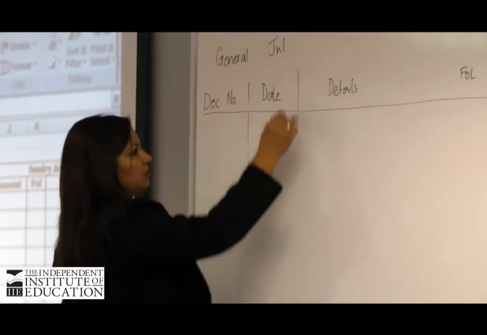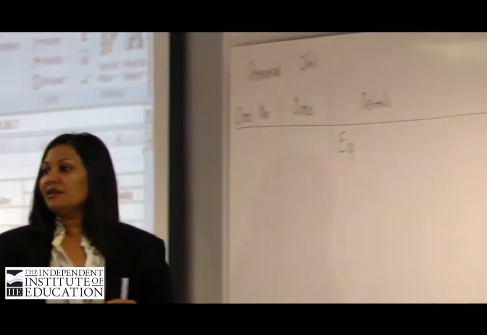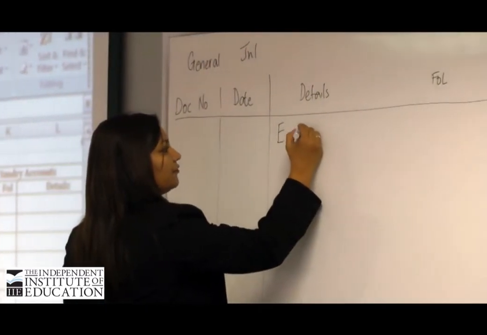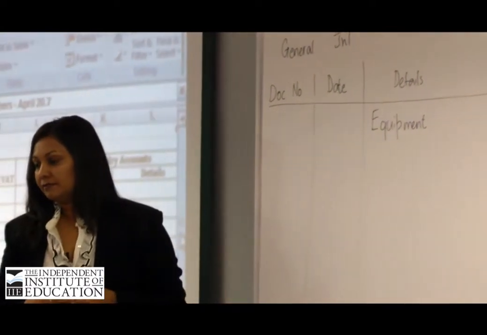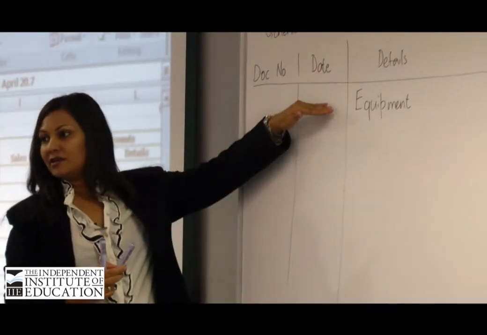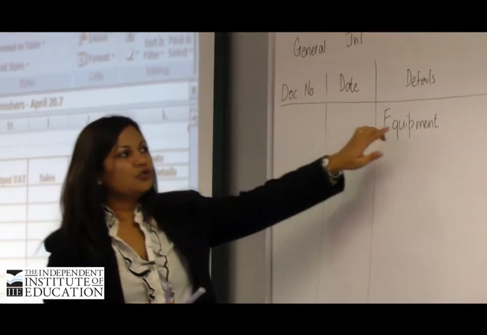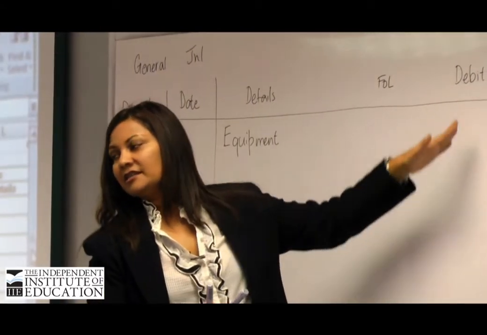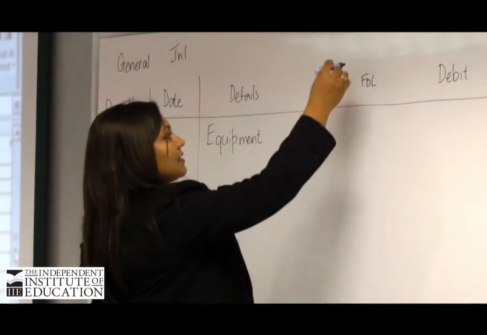Okay, so let's just draw. So we're going to debit equipment. Now when you're doing a journal, the first entry will always be the debit. That is the rule, right? The first entry will always be the debit. You don't write debit because you're going to enter the amount in the debit column. Okay. Now what does it say?